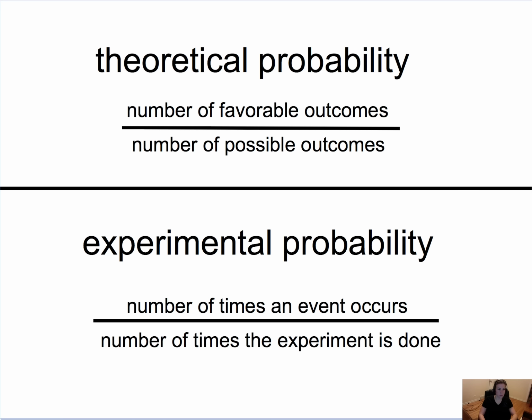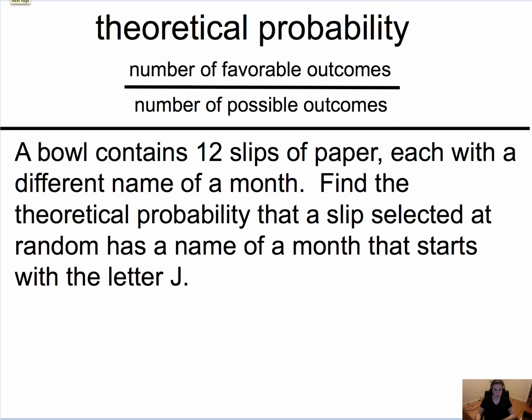So let's take a look at some of these problems. First, theoretical probability. A bowl contains 12 slips of paper, each with a different name of a month. Find the theoretical probability that a slip selected at random has a name of a month that starts with the letter J. So first of all, our number of favorable outcomes we've got to calculate. That would be the months that start with J. So that's January, June, and July. So that's 3 months. Out of how many possible outcomes?